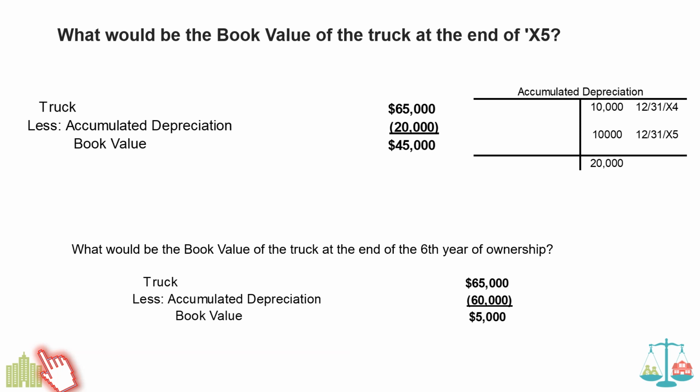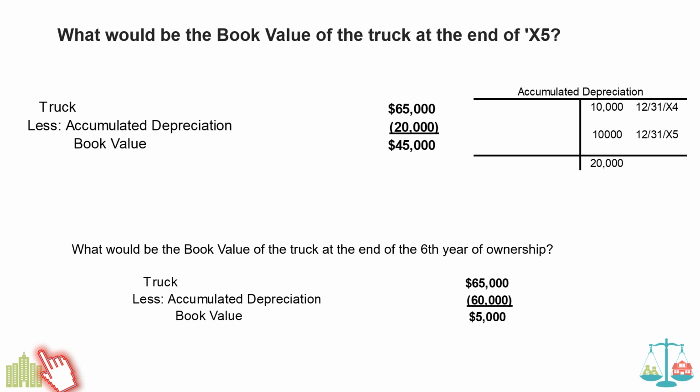Well, since we're using straight-line depreciation, the amount of depreciation every year is $10,000, so the accumulated depreciation from the date that we purchased the truck to this point in time is $10,000 for the first year, $10,000 for the second year, and the accumulated depreciation is $20,000. Let me ask you this question.